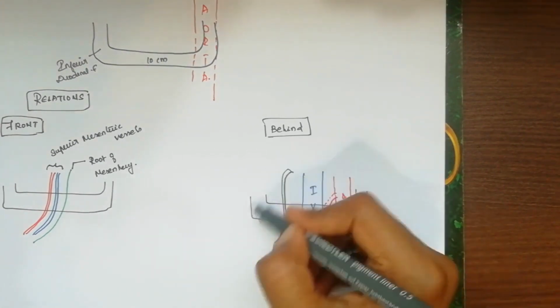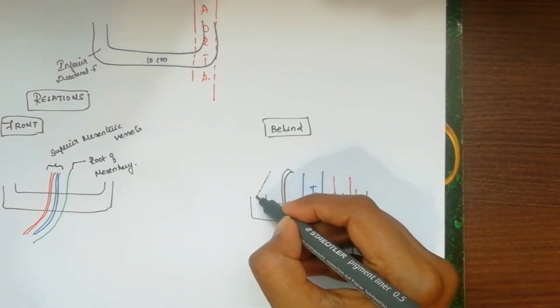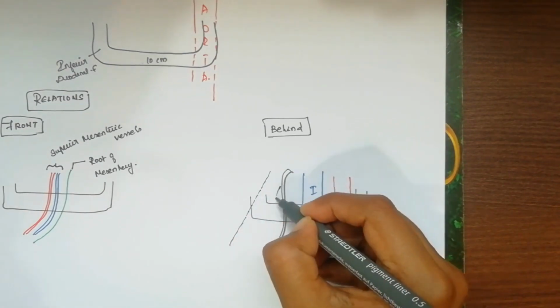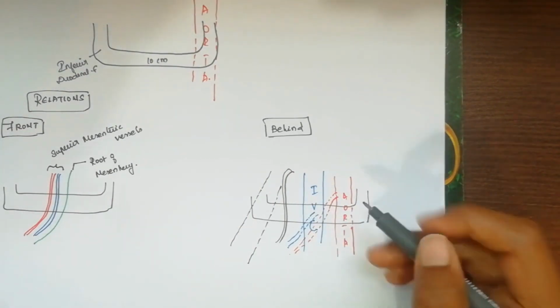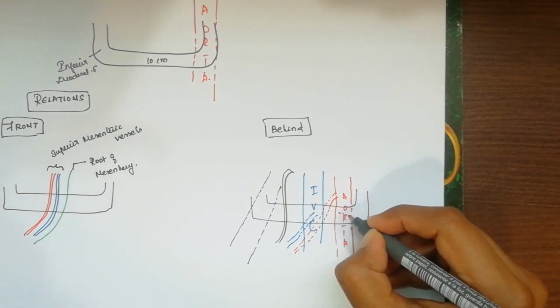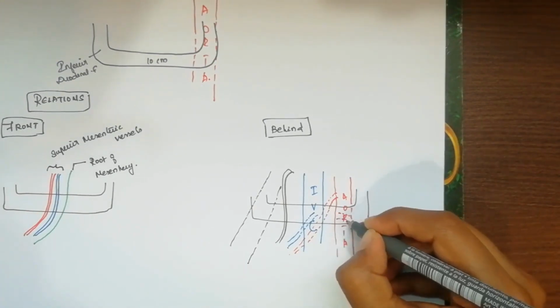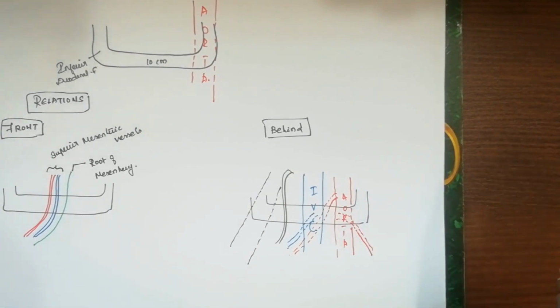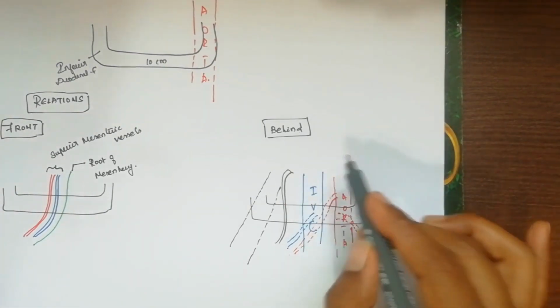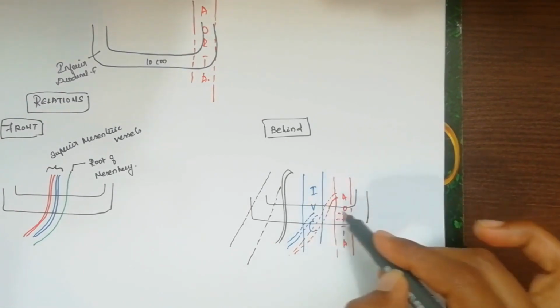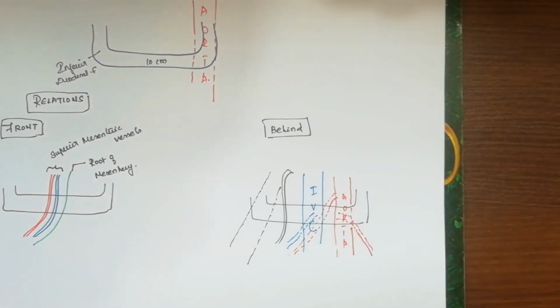Along with this we have got right psoas major, which is related to the second part, also will be related to the third part. So right psoas major muscle. And then we have got aorta, which is giving origin to inferior mesenteric artery, will be placed here. So inferior mesenteric artery. So these are the structures related on the posterior aspect of third part of duodenum.